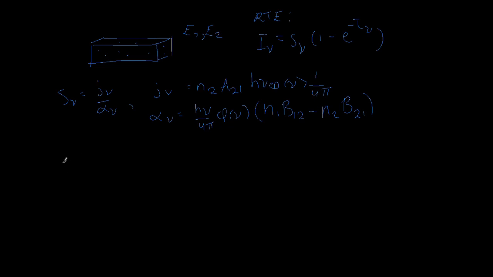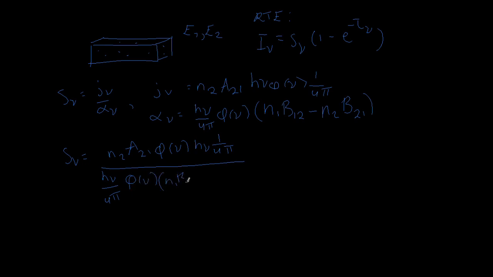So altogether, this gives us S nu equals N2 over A21 phi nu, h nu over 4 pi divided by h nu over 4 pi phi nu, times N1 B12 minus N2 B21.